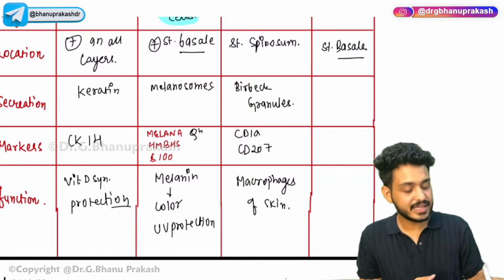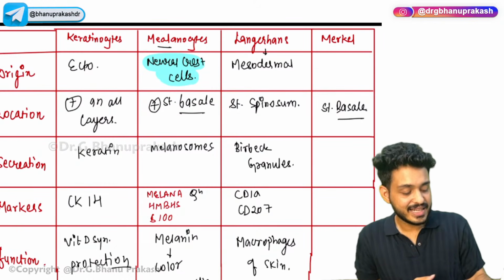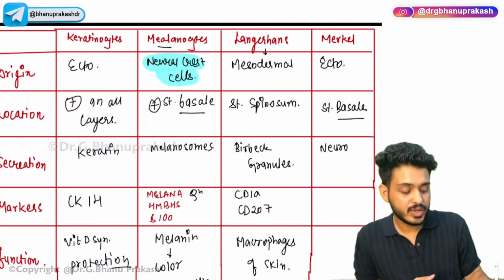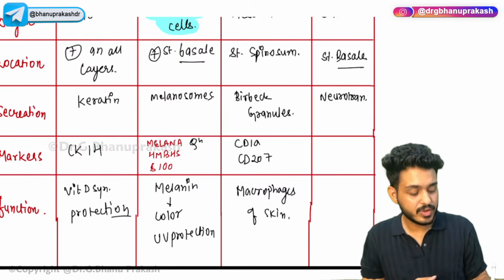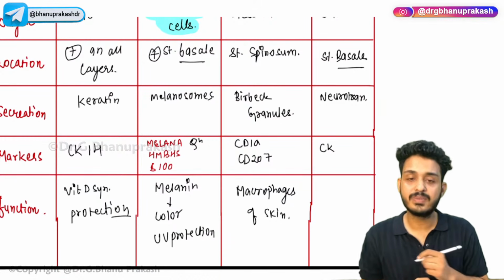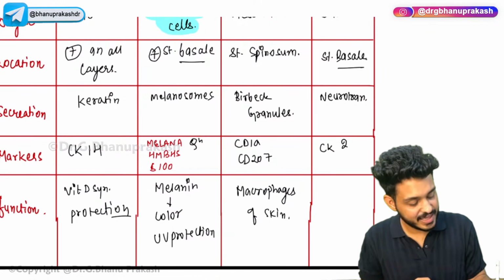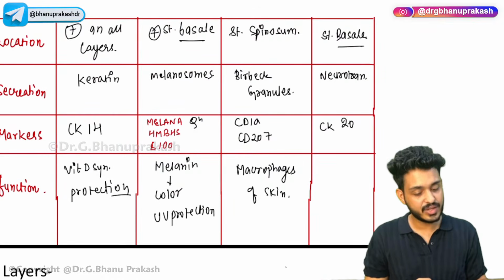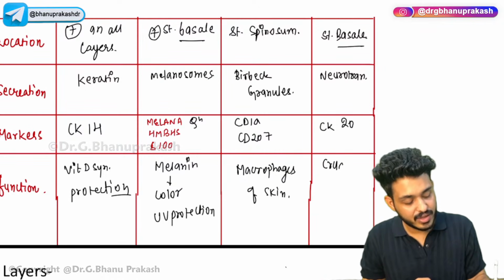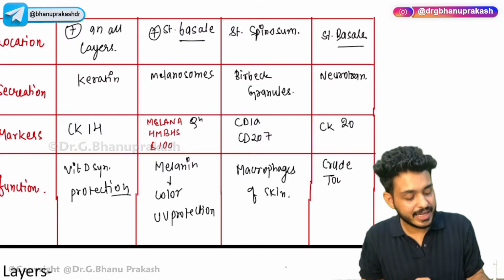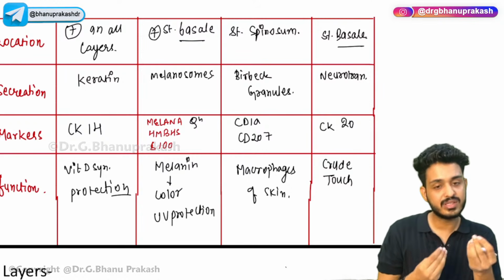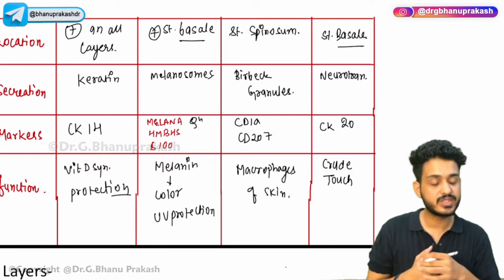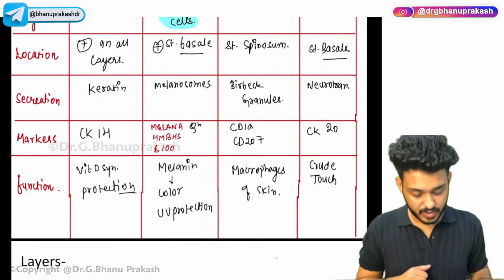Okay, next thing about Merkel cell, they are ectodermal in origin. What would they be secreting? They are secreting neurotransmitter, because they are type 1 slow adapting receptors. Their marker will be CK20, that is cytokeratin 20. And what kind of touch sensation will they be carrying? They will be carrying, guys, crude touch. Okay, crude touch, what is the pathway for crude touch from physiology? Try to answer.